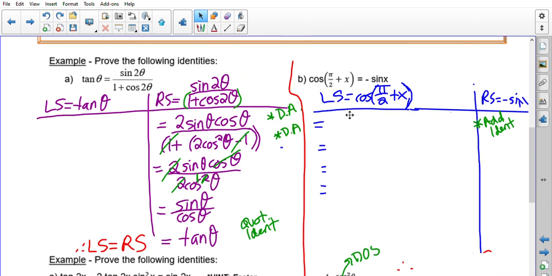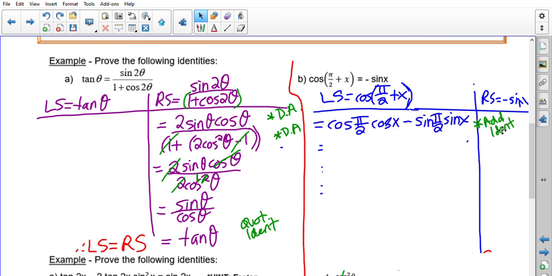All right, let's try part B. So looking at this, the right side is as simplified as it's going to get, right? Negative sine x, can't do much with that. So this side here on the left is the more complicated side. So I can see that we've got some brackets here in the argument of cos. So let's try to rewrite this using the addition identity.